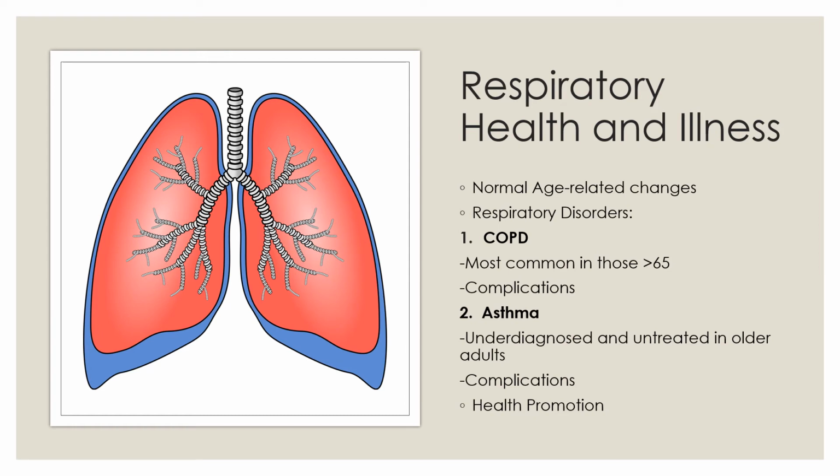It is classified by persistent and irreversible obstruction of airflow in and out of the lungs and includes emphysema and chronic bronchitis. COPD is caused from the inhalation of toxins and pollutants earlier in life, or in some cases, it is related to the deficiency of alpha-1 antitrypsin.